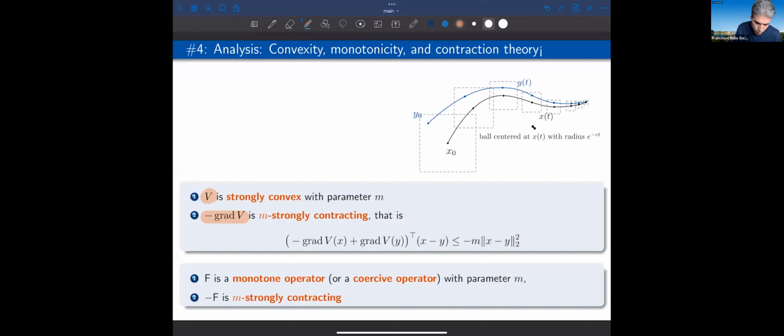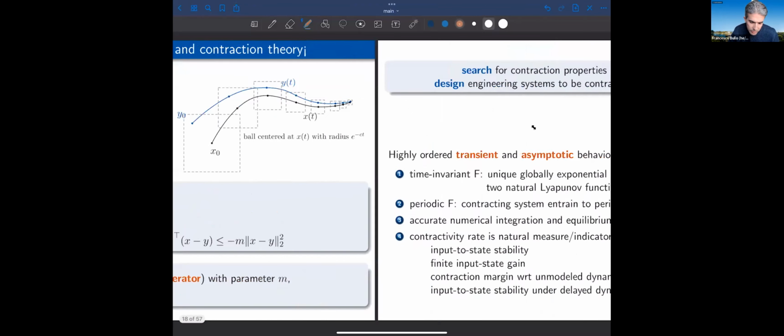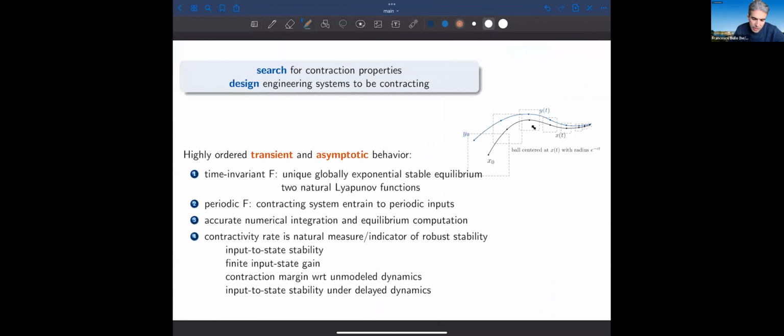The other thing, many of you know, a generalized version of convex optimization is referred to as monotone operator theory, and they're exactly the same. There is a minus sign difference between the definition of a contracting vector field and that of a monotone operator. So that's one important concept. The other important concept is that, as I was mentioning to you, one should search for the contraction property in doing analysis, and on top of that, one should design in such a way that the resulting closed loop system is contracting. And why would you want to do that?